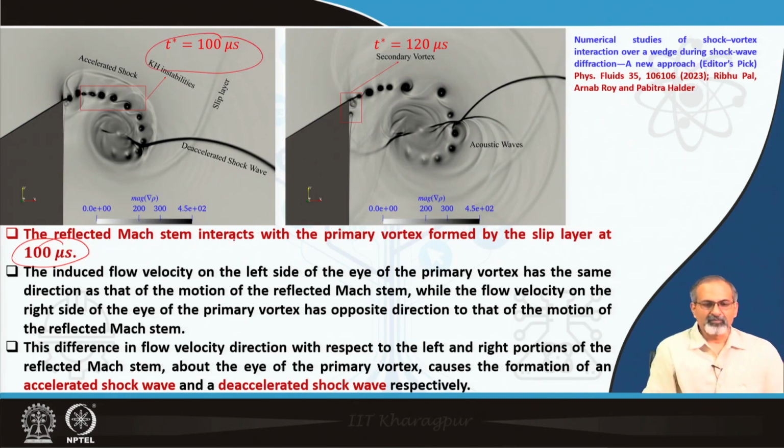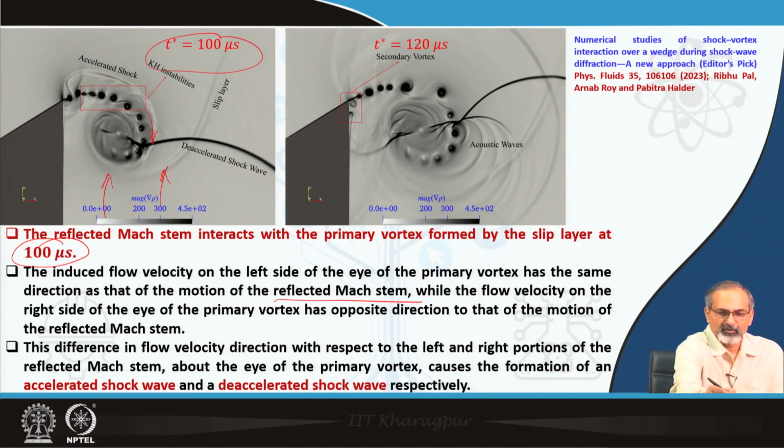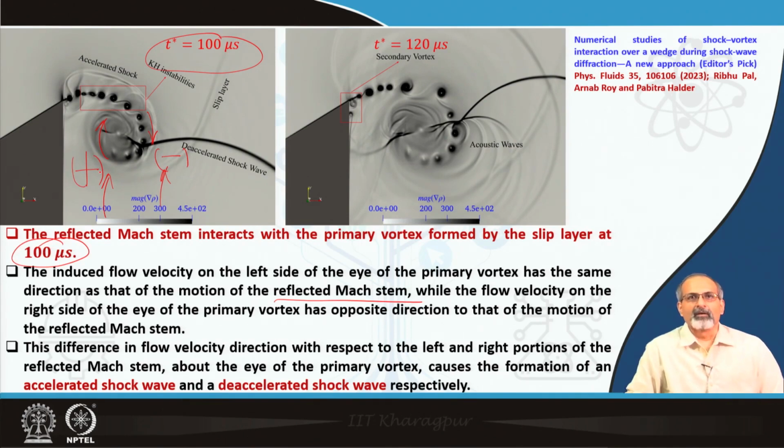So, the reflected Mach stem goes and kind of meets the primary vortex. The induced flow velocity on the left side of the eye of the primary vortex has the same direction as that of the motion of the reflected Mach stem. Because the reflected Mach stem was moving up like this, the primary vortex, this part is moving down while this part is moving up. So, here the effects sum up while here they get kind of negated, and due to this there is some kind of accelerated shock wave and decelerated shock wave formation that we talk about over here in the last point, which we have mentioned over here.